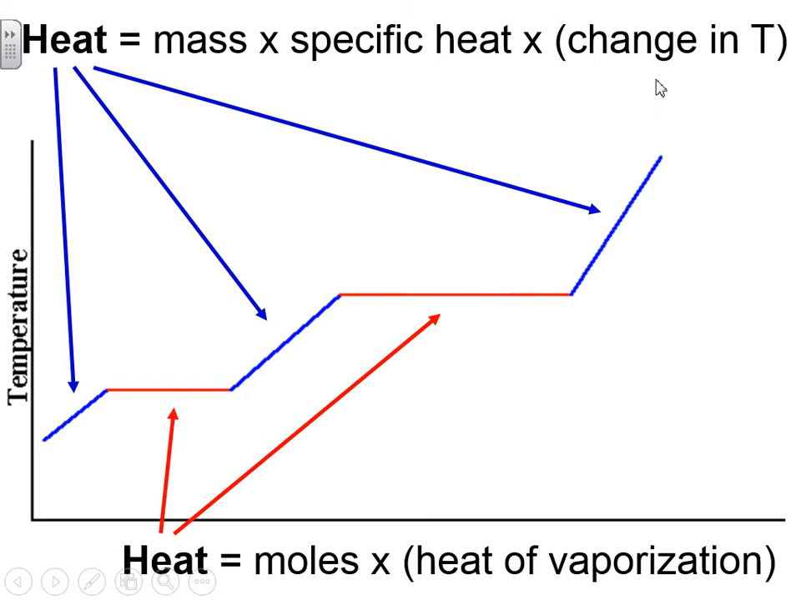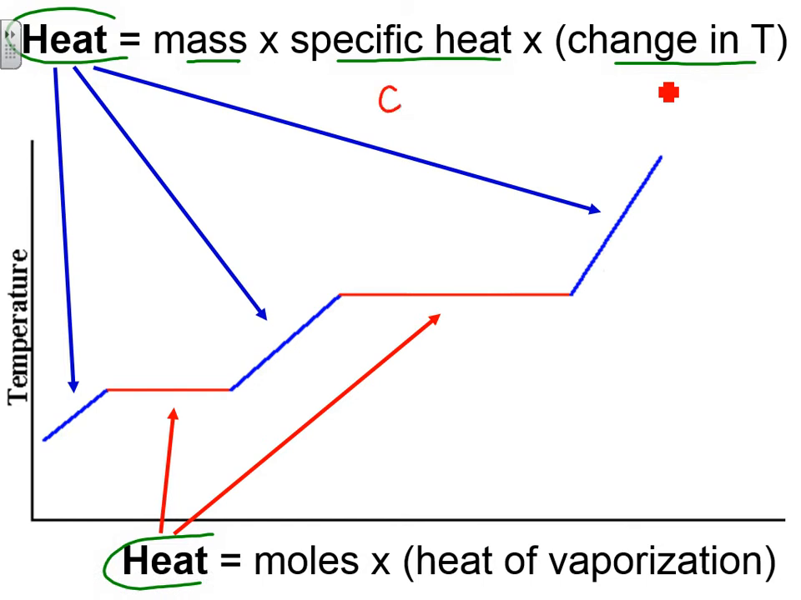Now, there are two equations we're going to be using, and both of them have heat equaling something. The first equation has heat equaling mass times the specific heat times the change in temperature. We're going to call this specific heat, usually with a C or an S. We'll use a C most of the time. The mass will be M. You'll multiply mass by C, and then the change in T will be delta T. Delta is the Greek letter for change. So we'll actually call this the MCAT equation.